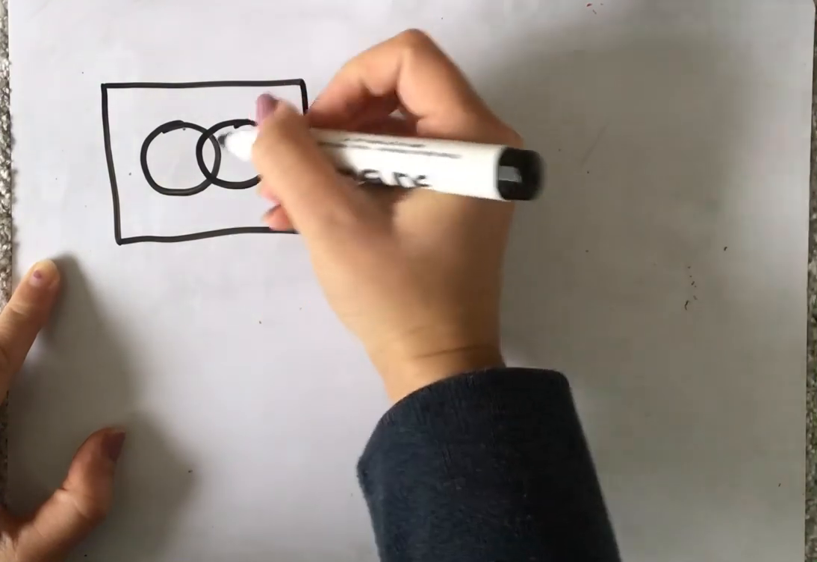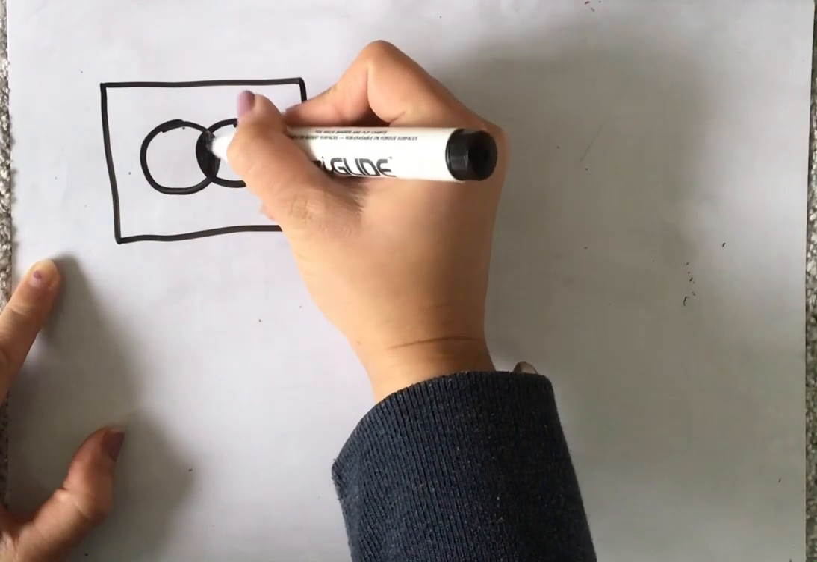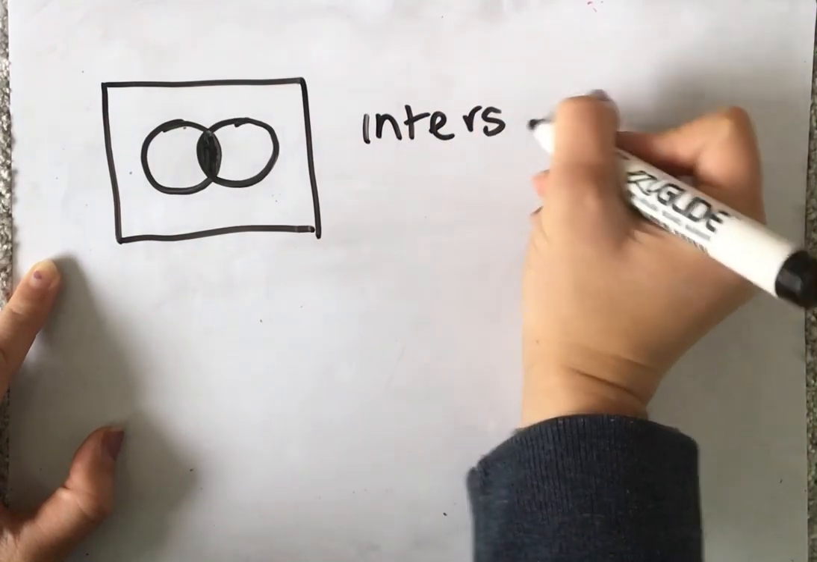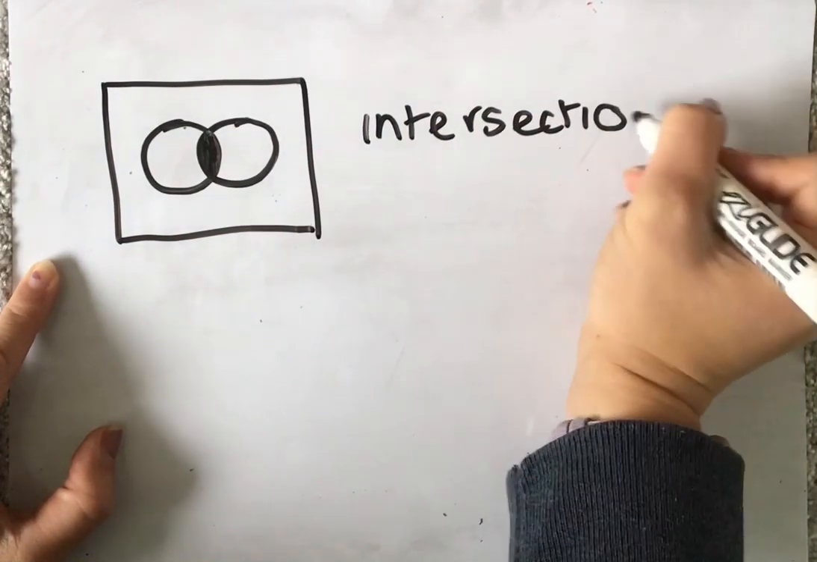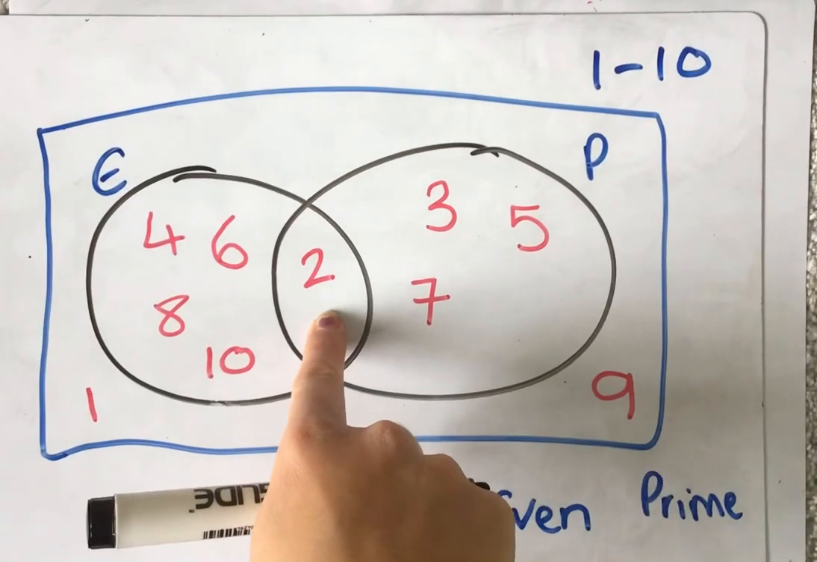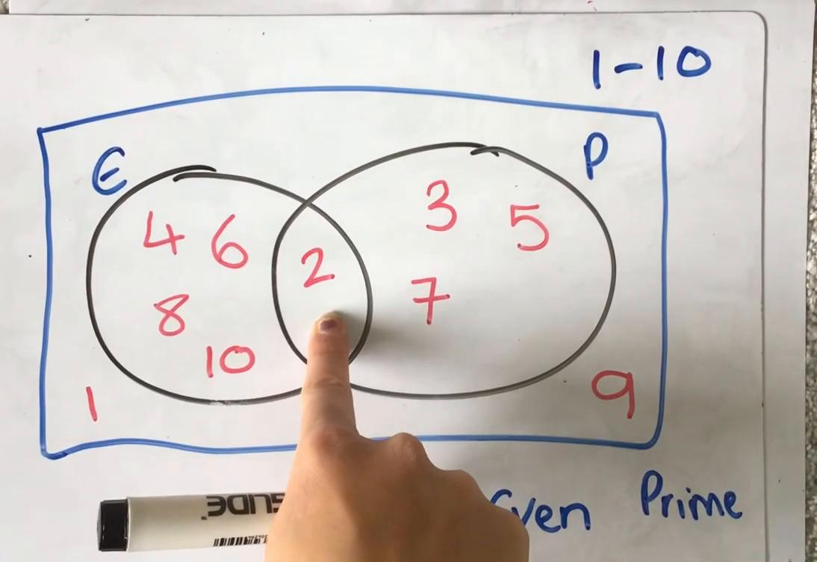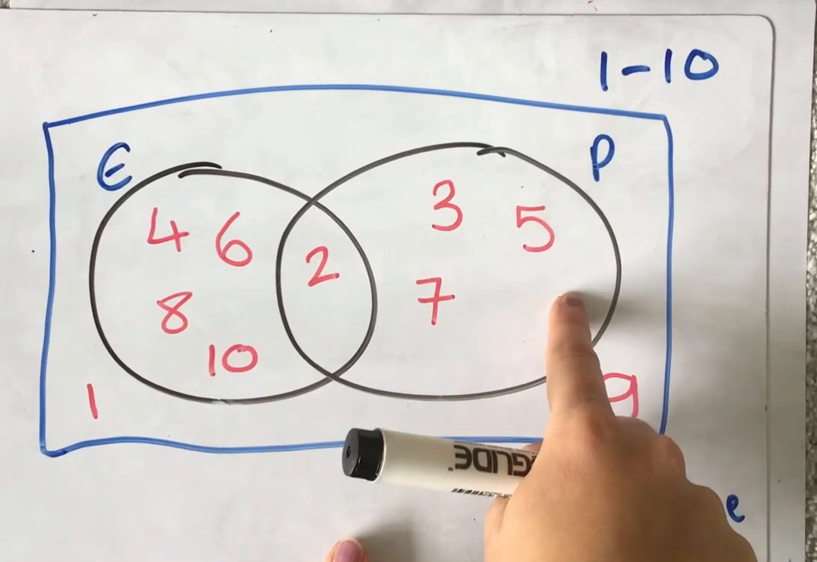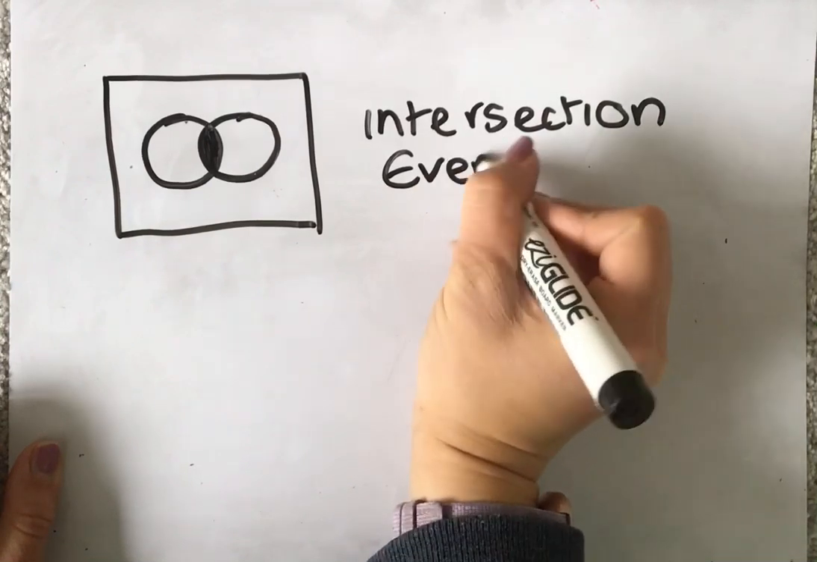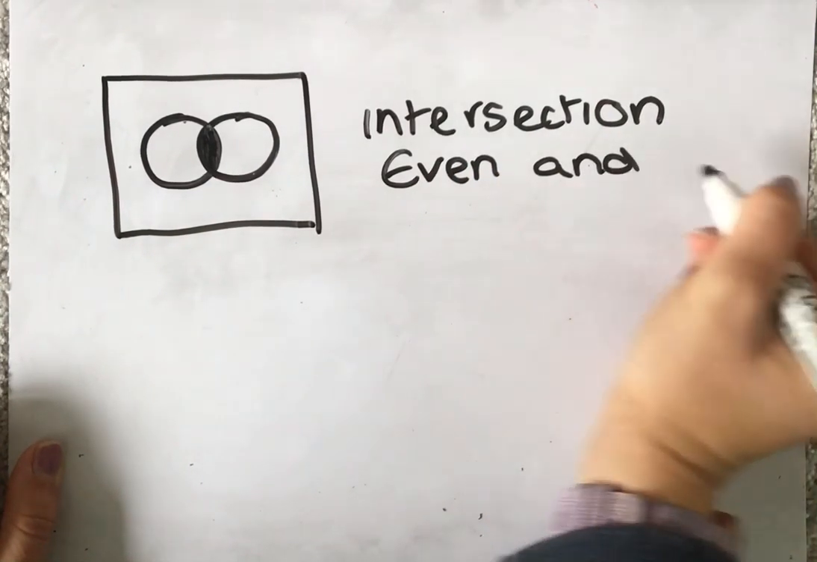This bit in here is what we call the intersection. So if we look back to this one, our intersection was here. So this was the intersection. And it means that it's even and prime. Okay, so we'll keep the same example. So even and prime.